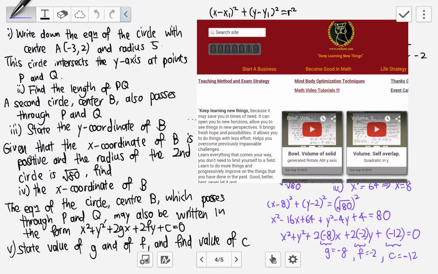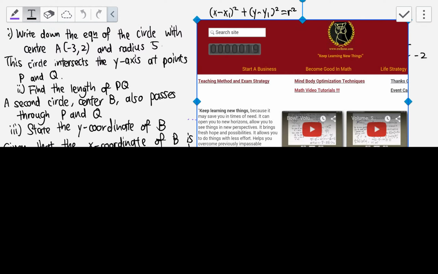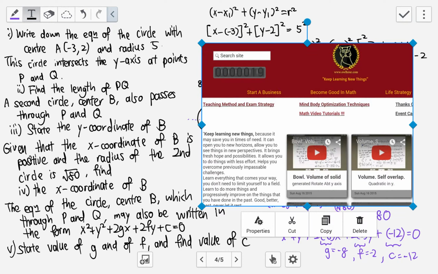Okay, so the standard formula for a circle looks like this, where x1 is the x coordinate of the center of the circle, y1 is the y coordinate of the center of the circle, and r would be the radius. If you are given these clues, you could write out the equation of the circle easily by substituting, for example, x1 to be -3, y1 to be 2 and the radius to be 5. That will give you the answer to the question, which is the equation of the circle.